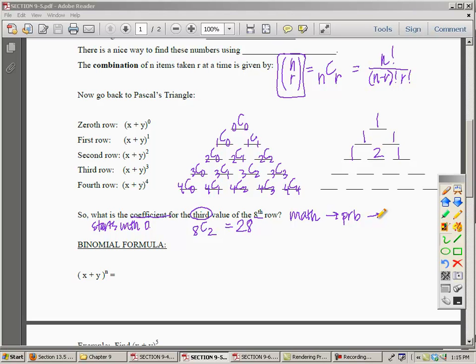Now, binomial formula, I could write this out for you, but truthfully, I think this is harder to do in this form. And so what I'm going to do is actually walk you through an example of binomial expansion, and then kind of talk about that as we go through. Okay, so here we go.